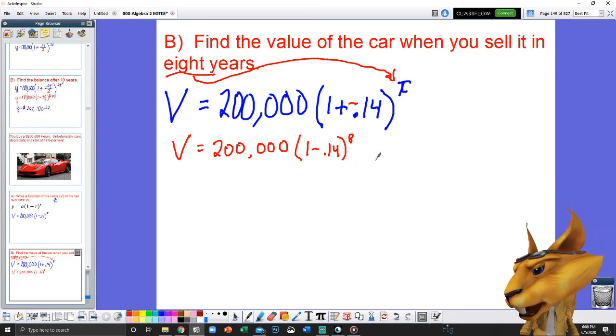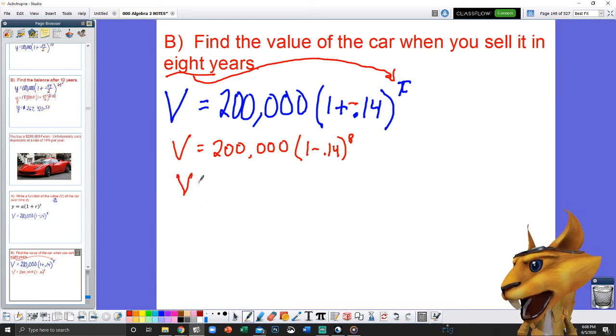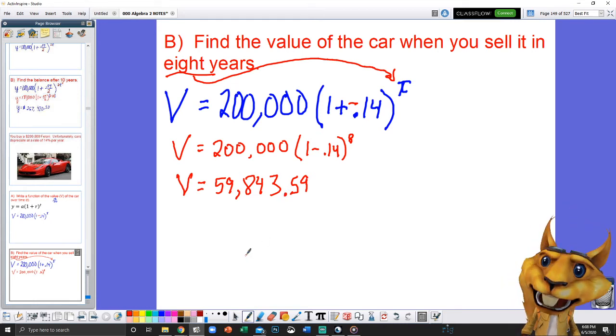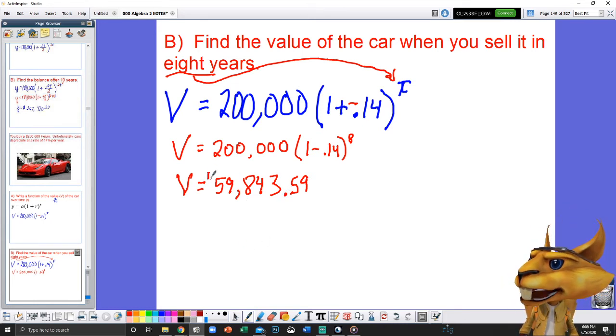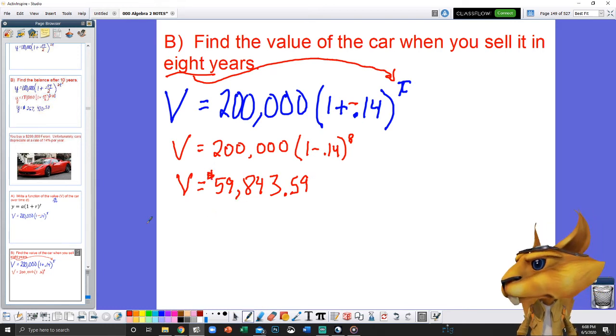All right, so type that in your calculator. Let's see what happens. Hit pause if you need to. All right, my calculator told me after 8 years, my car will only be worth $59,843 and maybe 59 cents if you round up. That's all. So from $200,000 down to just $59,000 in a short period of time.